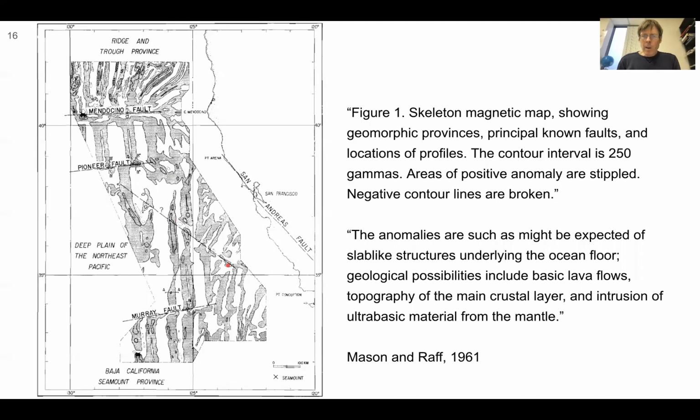And they write, the anomalies are such as might be expected of slab-like structures underlying the ocean floor. Geological possibilities include basic lava flows, topography of the main crustal layer, and intrusion of ultra-basic material from the mantle. Trying to understand what could make these. That also turned out to be not correct.